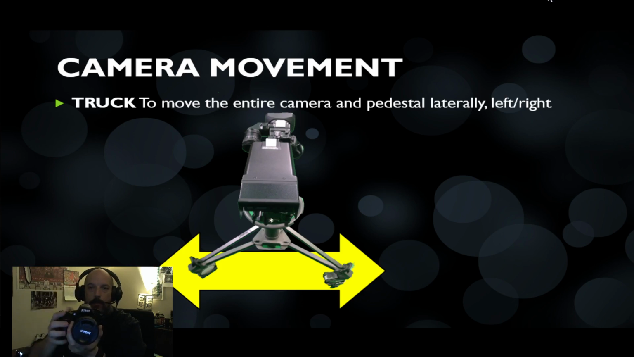The next thing we have is what's called truck. A truck is where you're going to physically move the camera to one side or the other. So if the director says, I need you to truck something to the left, you'll physically move the camera to the left. Likewise, if he says, I want you to truck something to the right, you'll just move the camera over to the right.